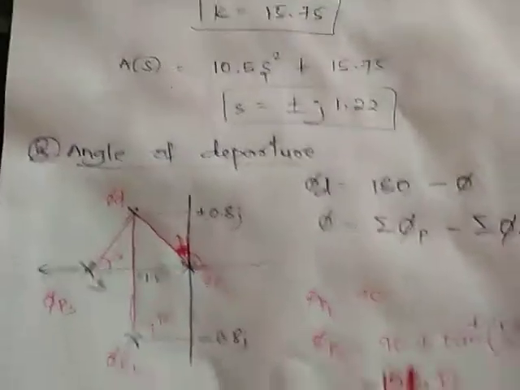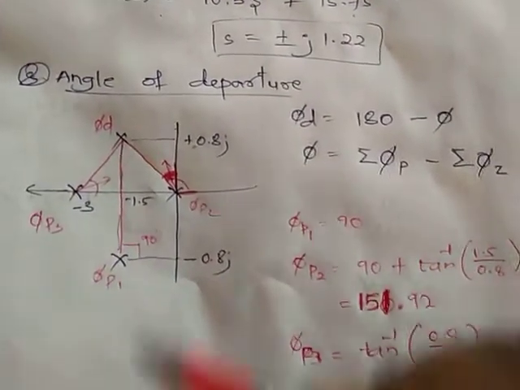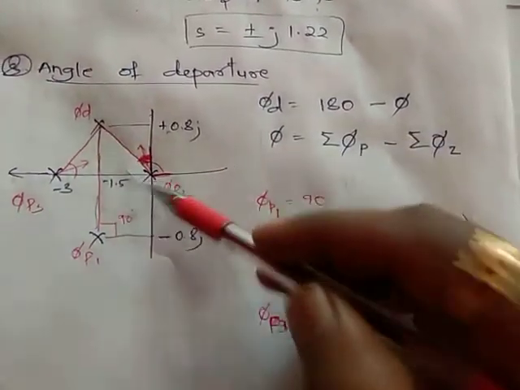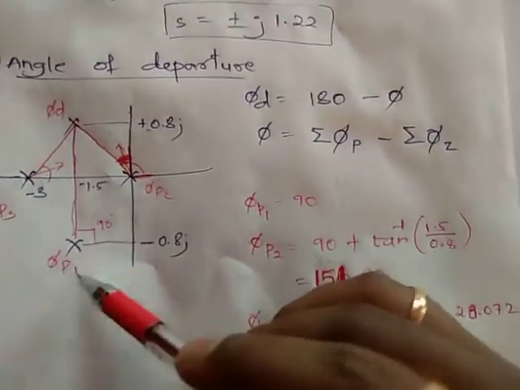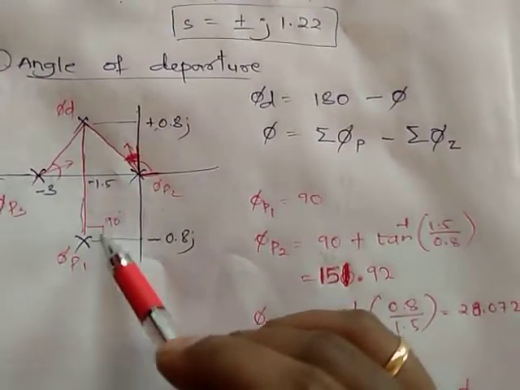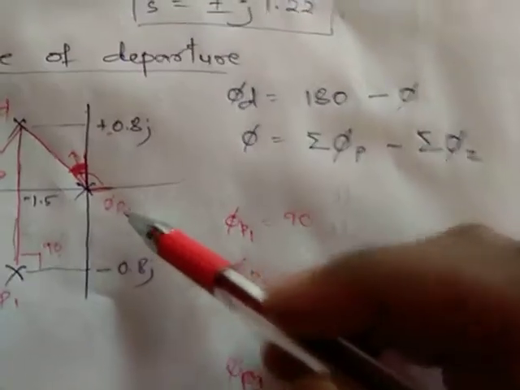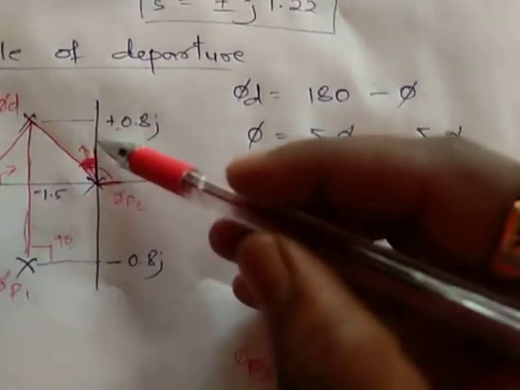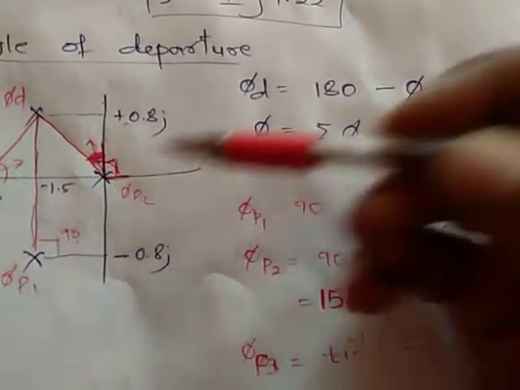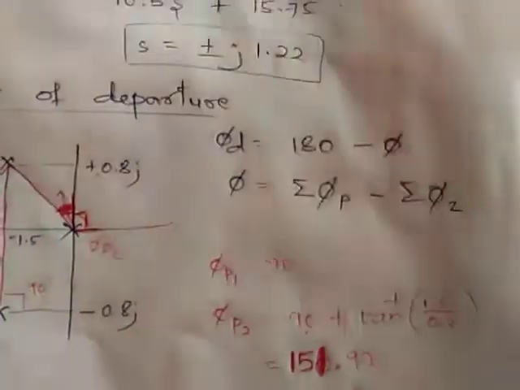So we'll draw the phi d diagram, angle of departure. So 3 poles I had mentioned here. So I'll consider this complex root as phi d. Then I will mark a line for each pole and zero. So this I will take as phi p1, this as phi p2, phi p3. Phi p1 we can directly say it is 90. Yes, 90 degree. In case of phi p2, this part it is 90. So phi p2 I wrote it 90.